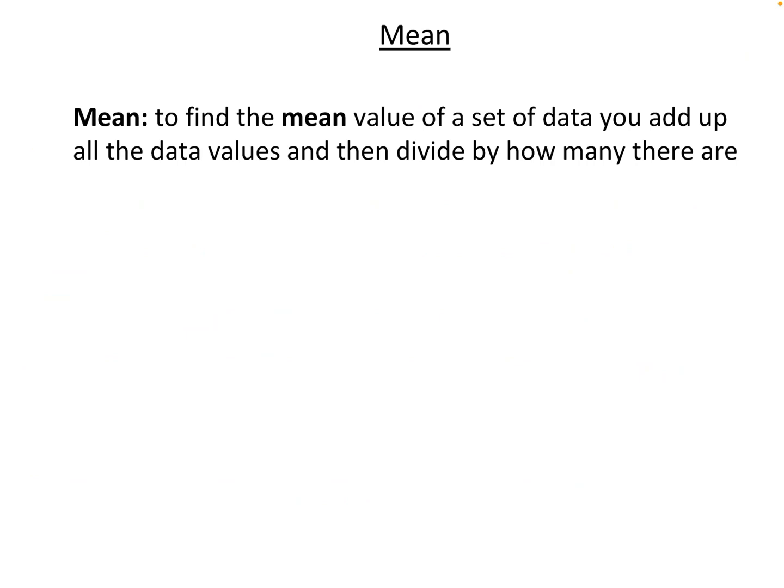Okay, so now we've done the range, we're going to look at the mean, and the mean is one of our averages. So to find the mean value of a set of data, you add up all the data values and then divide by how many there is. This might not seem particularly clear what this means yet, but once you see an example, it will make a lot of sense. If you could make sure you write this down in your book, because this is again a really important rule that will be helpful for you.